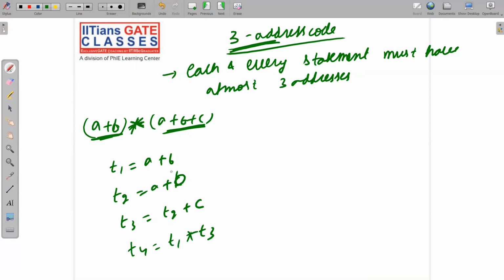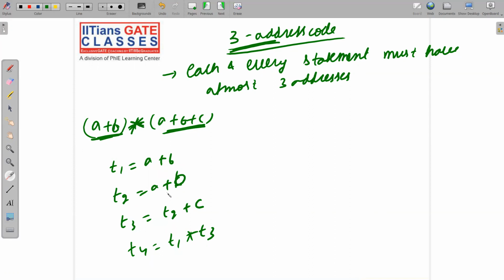This is the way. You may argue with me that, sir, T1 is equal to A plus B, already we have done it, so why are we doing it again? No problem, you can skip it. I'm just showing you how it is done. By the way, this all will be done in the code optimization step, which is the next step in compilation. But no need to worry, you can show it here also. So that is the way to show it. Are you getting it? So this is the 3 address code.